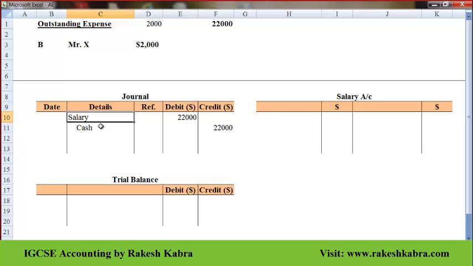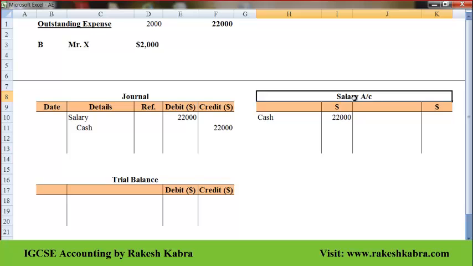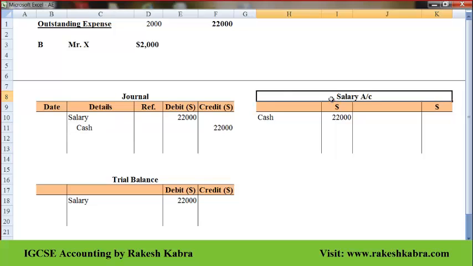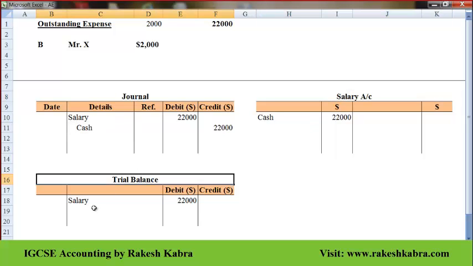Now see, after passing this entry, what we will do in the ledger, in the salary account, we will make the posting. Salary debited, so on its debit side I will write the name of the opposite account, and I will put the amount on the debit side, 22,000. Now the salary account is showing a debit balance, isn't it? That debit balance will appear in the trial balance. So this is how salary will appear in the trial balance at 22,000.